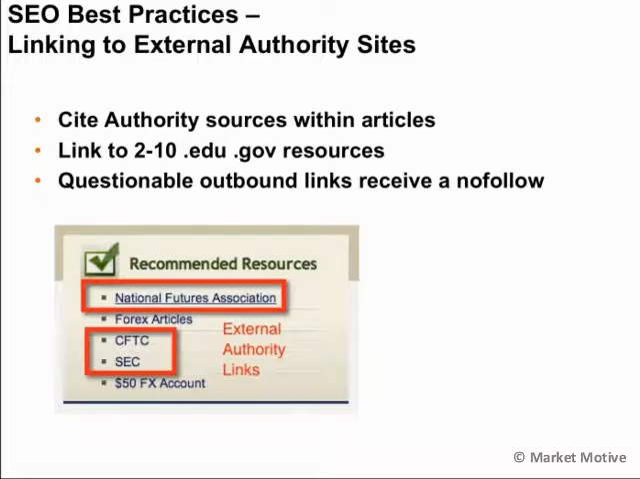You do want to link to external authority sites. You saw in the 20 signals of an optimized page that we were linking to industry organizations. You can see with this one, which is a Forex currency type of site, that we're linking to the National Futures Association and some other external authority links. So you may want to link to 2 to 10 educational or .gov resources, and if they are questionable outbound links, if they aren't something that's authority, make sure you put a nofollow on those when you are linking outbound.